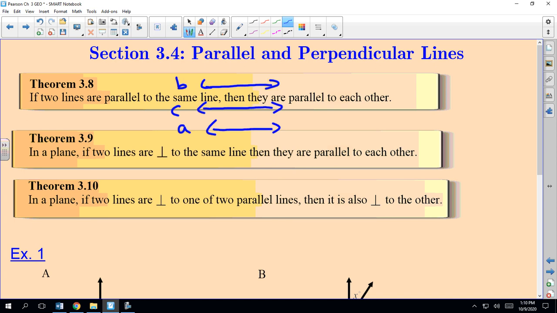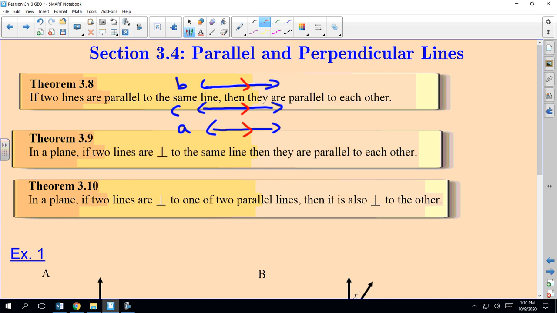It's kind of like the transitive property with congruence or equality. If this one right here is parallel to this one, and C is parallel to both of those, then all three have to be parallel. So that's what theorem 3.8 is saying. Once again, you can pause the video if you need to write down the theorem or to draw the pictures.